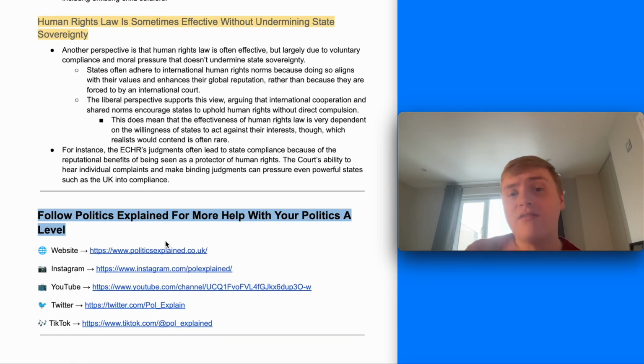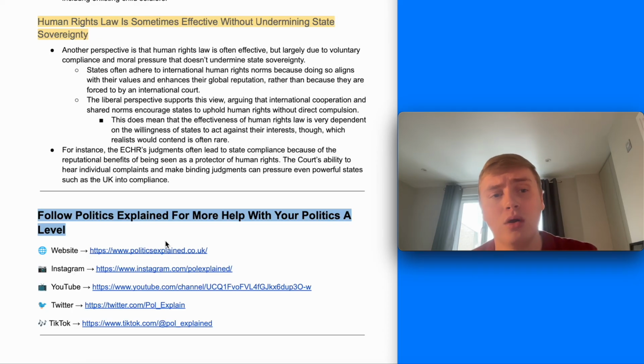And this does mean that the effectiveness of human rights law is dependent on the willingness of states to act against their interests, which realists would contend is rare. And you can see this, for example, in the fact that the ECHR's judgments often lead to state compliance because of the reputational benefits of being seen as a protector of human rights within Europe.